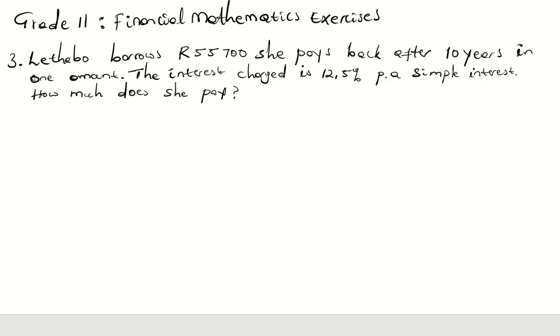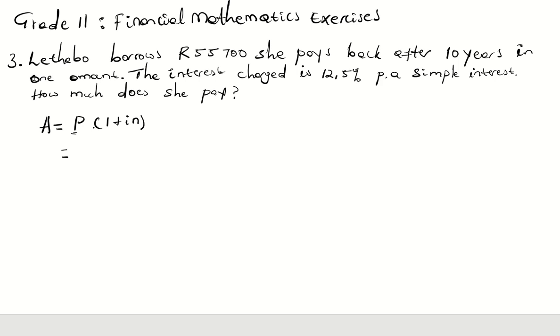So in example number 3, we have that Letabo borrows 55,700. She pays back after 10 years, okay, in one amount. The interest charged is 12.5% per annum, and it's simple interest. How much does she pay? We go again to our simple interest formula, A equals P times 1 plus IN, okay? From here, you must identify what is P.